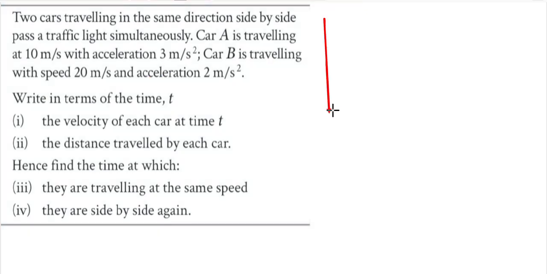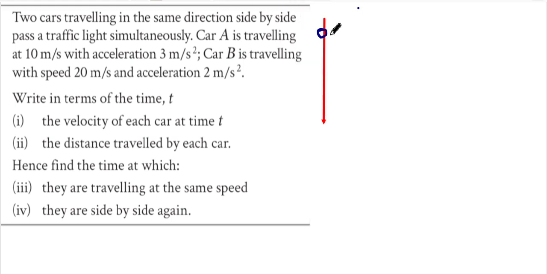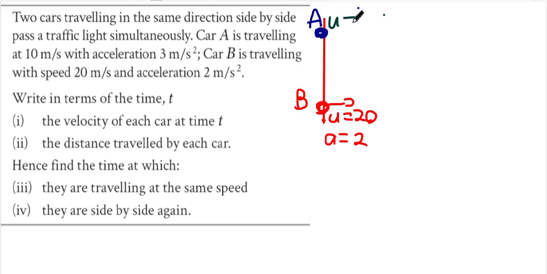So I like to draw myself a nice little diagram. And I'll go car A, you're now the blue car. Car B, you're now the red car. So they pass this line now. Who's going faster? B has a U value of 20, but an acceleration of 2. Car A, U value of 10, acceleration of 3.